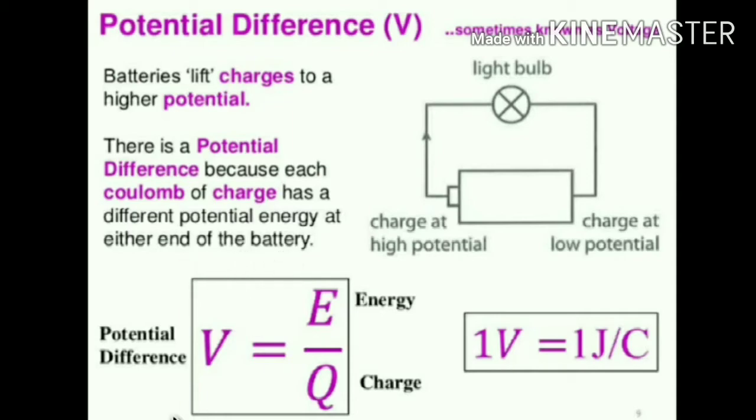battery. Hence, potential difference V is equal to E upon Q, that is energy divided by charge. 1 volt: energy means work done, and work done is counted in joules. Hence, 1 volt is equal to 1 joule, and charge is counted in coulombs. Hence, 1 joule upon 1 coulomb. 1 volt is equal to 1 joule upon 1 coulomb. So this is the important formula for further study of the electric circuit.